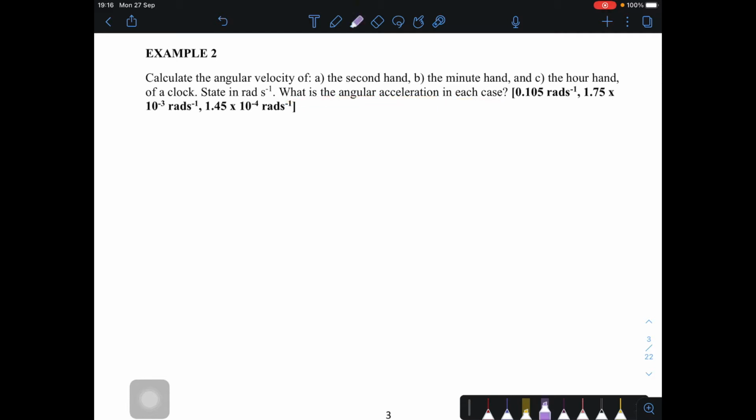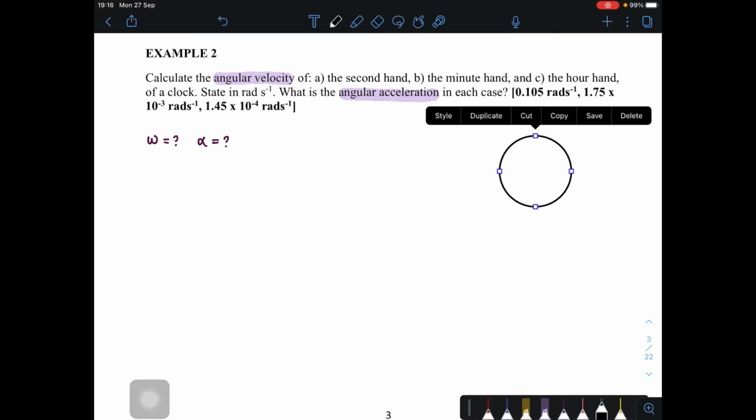Okay, so now we want to find angular velocity and angular acceleration, meaning that we want to find the value for omega and then alpha for the second hand, minute hand, and the hour hand of a clock. So this is a clock, and we know that in a clock we have the hour hand, and then the minute hand, and then the second hand. Second, this one hour, this one minute. Okay, so now we want to find first one dahulu, the second hand.